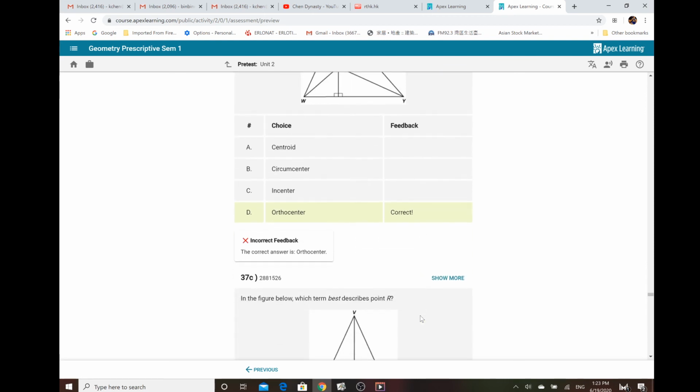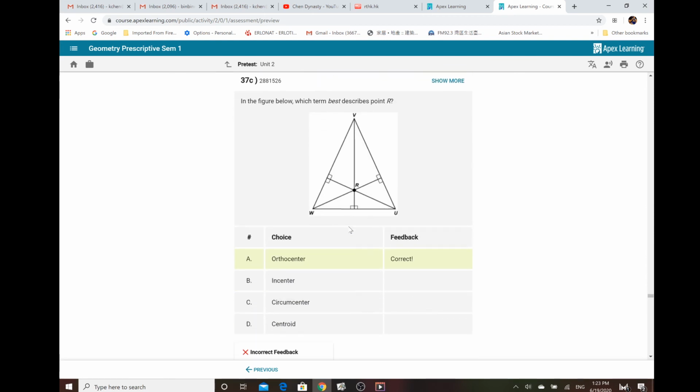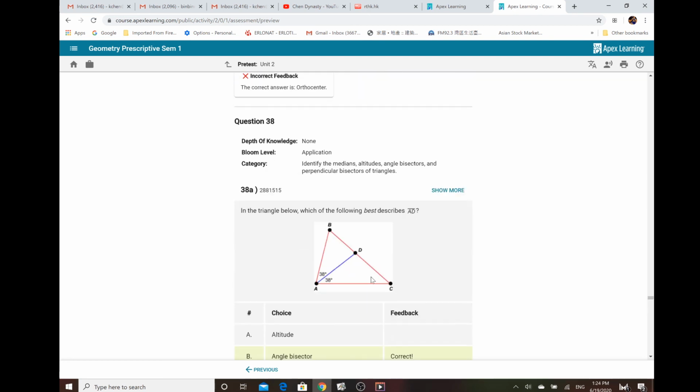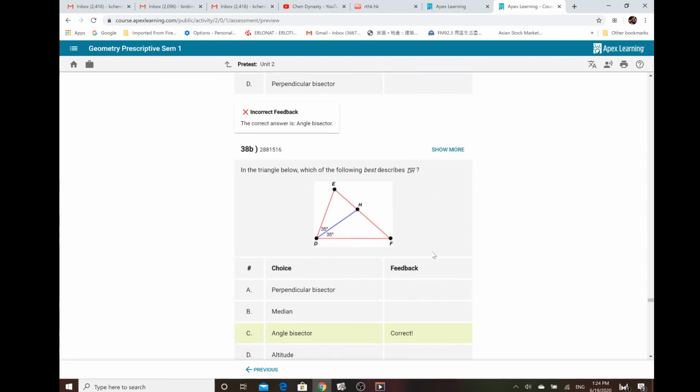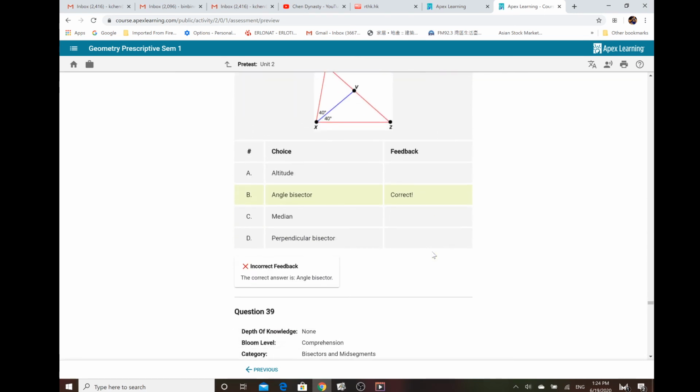So here's another one. Okay, so it's all the altitudes. It's the position where all three altitudes meet together. So it's called the orthocenter. So 38: in the triangle below, which of the following best describes segment AD? So segment AD. You see that those two angles are equal. That means this one is called the angle bisector. Angle bisector. So here's another one, another angle bisector.